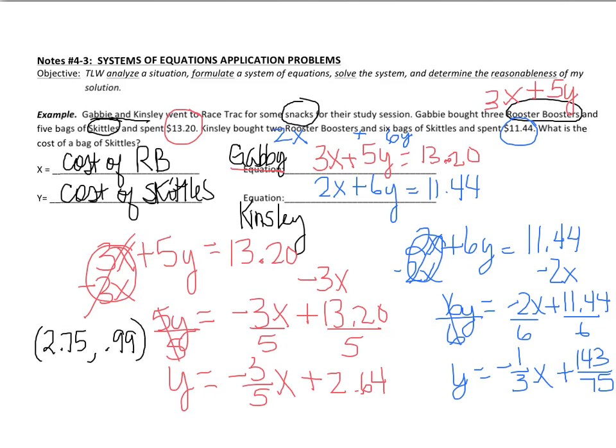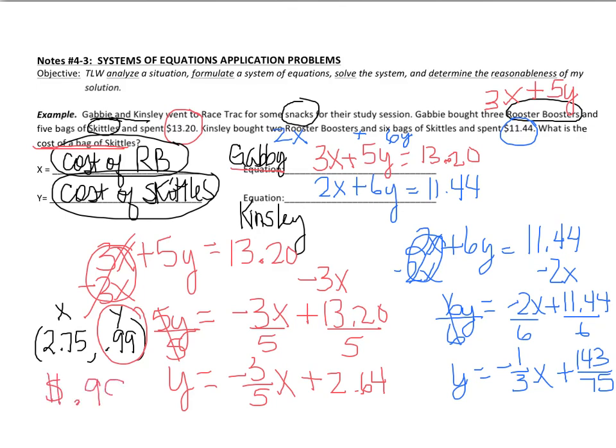Okay, so we want to see what that number actually represents. 2.75 is X, which if you remember is the cost of the Rooster Boosters. The 99 cents is your Y, which is your cost of Skittles. And if we go back and look at our question, they're asking us what is the cost of a bag of Skittles. The cost of the bag of Skittles is our Y value right here. So the answer for this problem is that a bag of Skittles costs 99 cents.